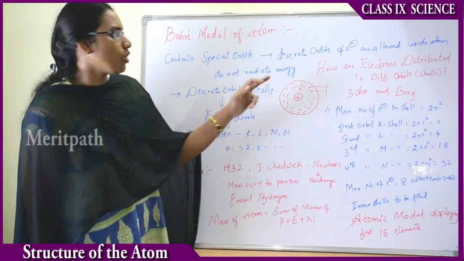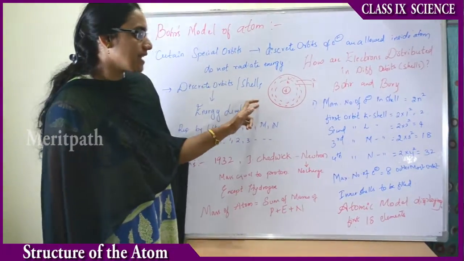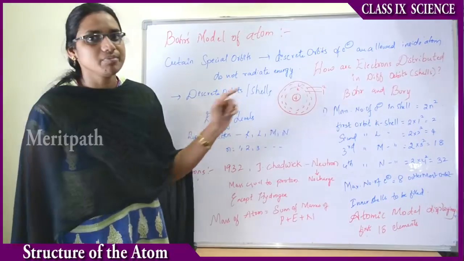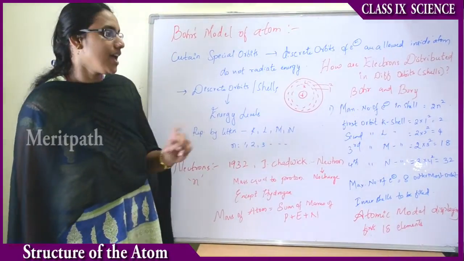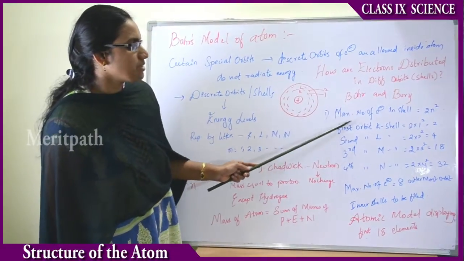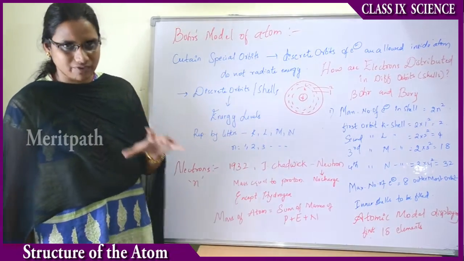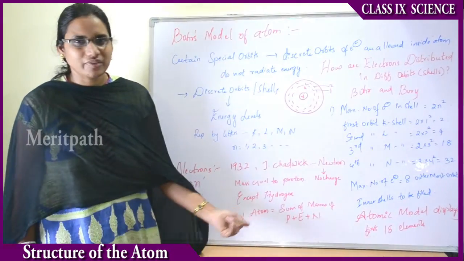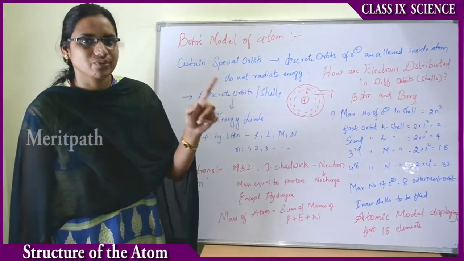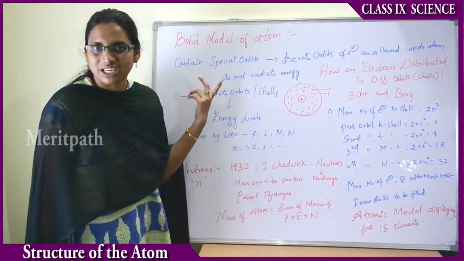Now according to Bohr and Bury, that is Bohr's model and Bury's model, they give 4 rules for the maximum number of electrons in a particular shell. The first rule is that the maximum number of electrons in a shell is 2n square. The formula is given as 2n square, because 2, as I said, is the basic mass of an atom, 2 units. So they give 2 into n square. N is the level of the discrete orbits or discrete shells.